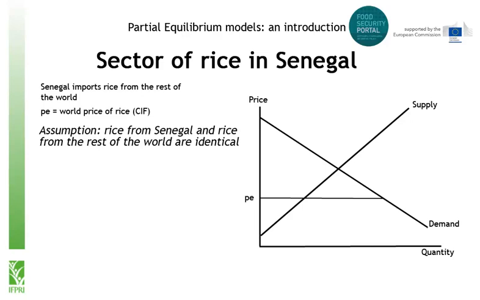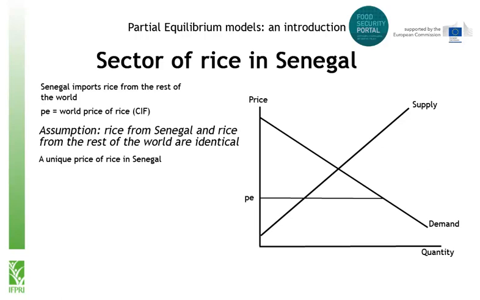These are exactly the same goods, and so it means that the substitution is perfect in consumption. That is to say, local consumers substitute rice from the rest of the world perfectly to local rice, and the rice which is produced locally is exactly the same as the rice imported from the rest of the world. And so the consequence of that is that there is a unique price of rice in Senegal, because we have a unique good.